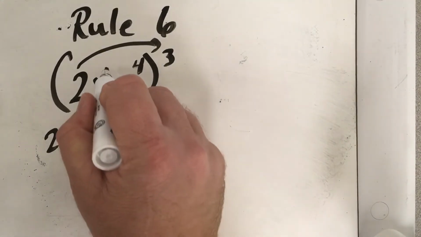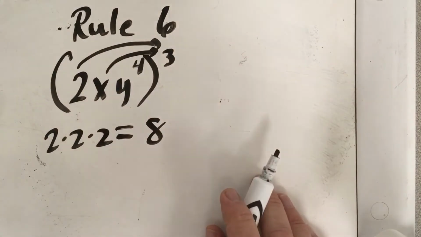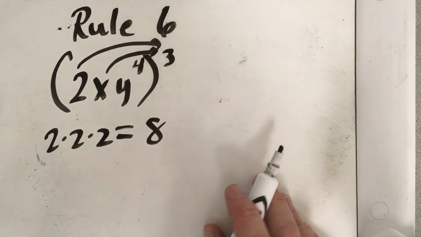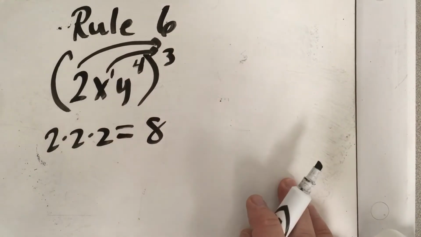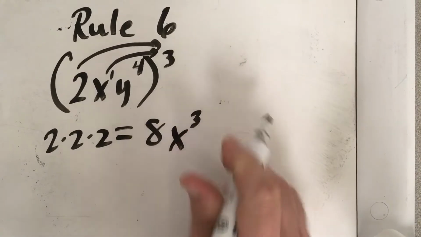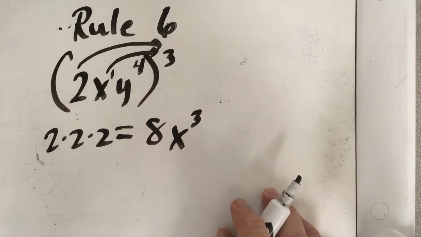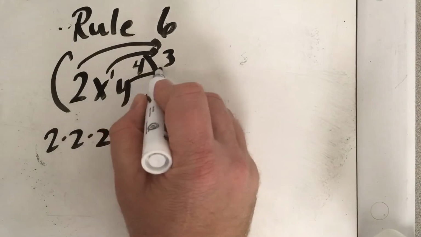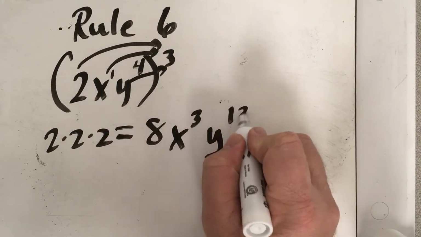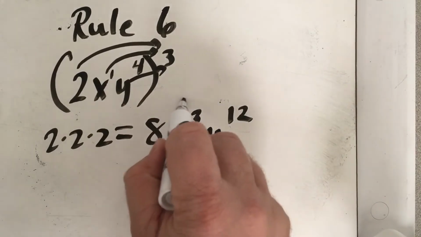But then we could use the rule that we learned, rule 4. We have x to the 1st, because that's an understood one, being raised to the 3rd. The rule is to multiply those exponents, so now we're going to just have x to the 3rd. And the same thing for y. Y to the 4th being raised to the 3rd would be y to the 12th.